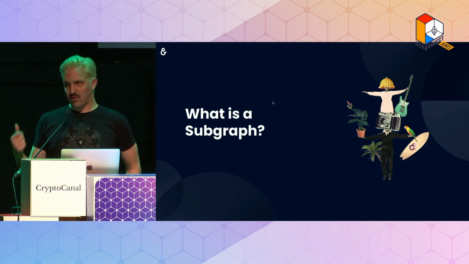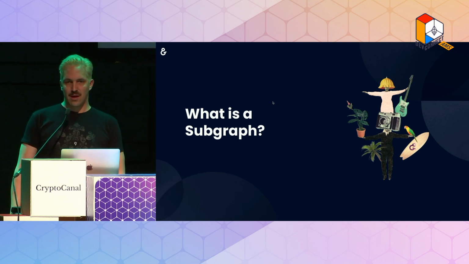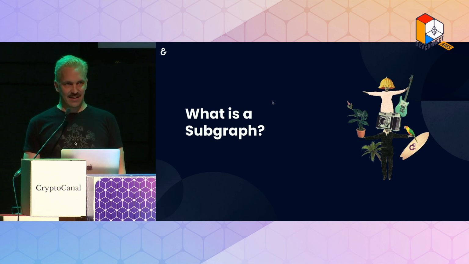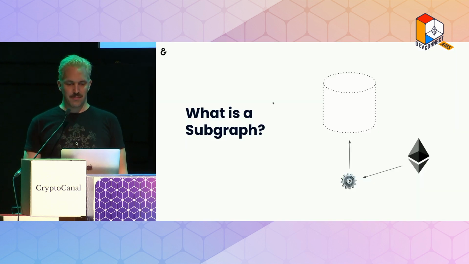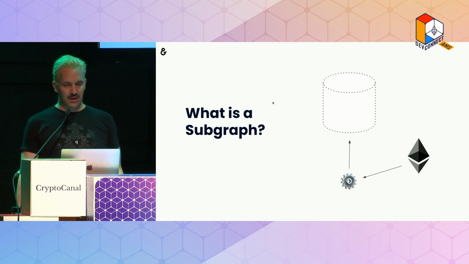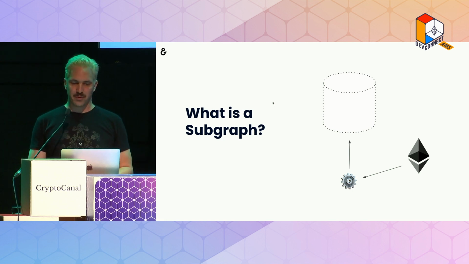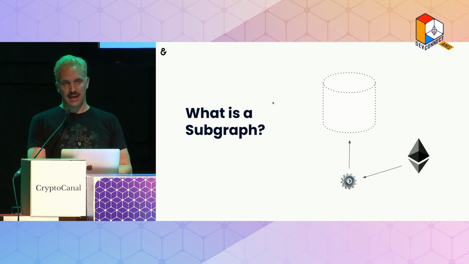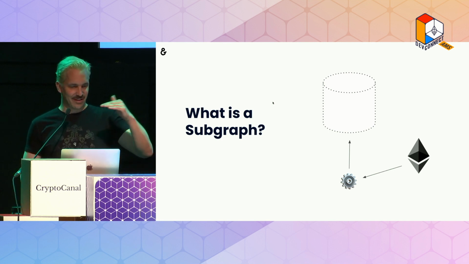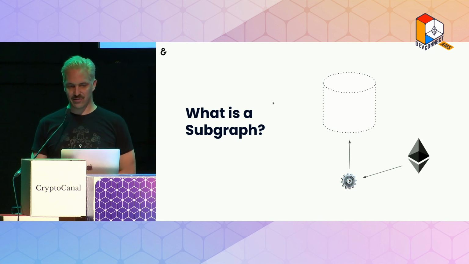So I quickly talked about this concept before called the subgraph. What exactly is a subgraph? In a nutshell, a subgraph is code that's not actually executed. On the top we see a database schema. So you define a schema, like how you want to store your data in a database if you could, because the blockchain is not a database, it's just a collection of transactions basically.